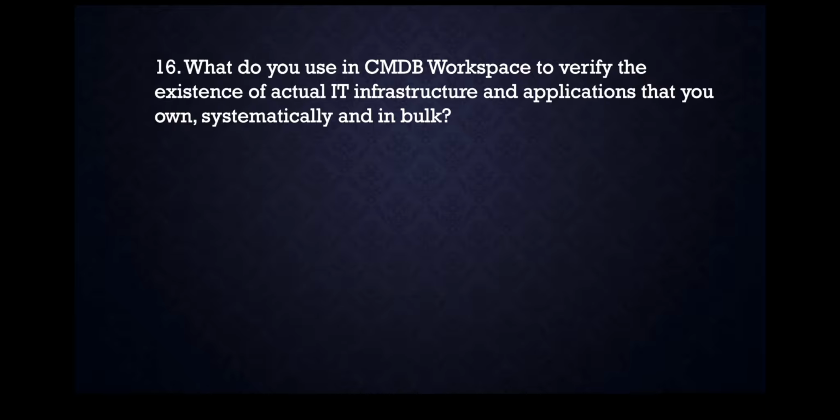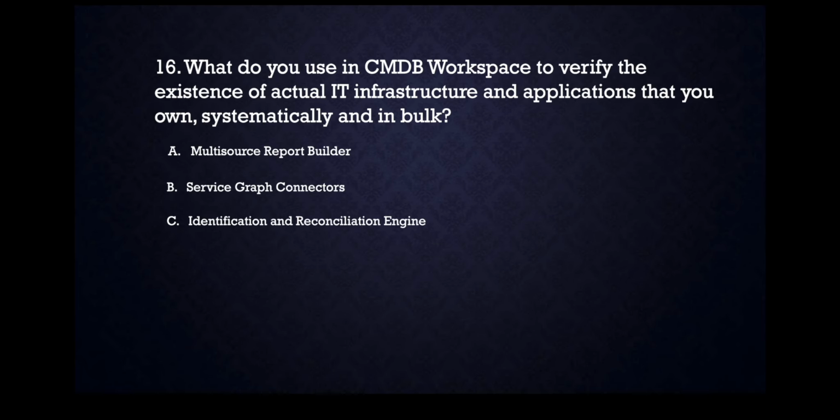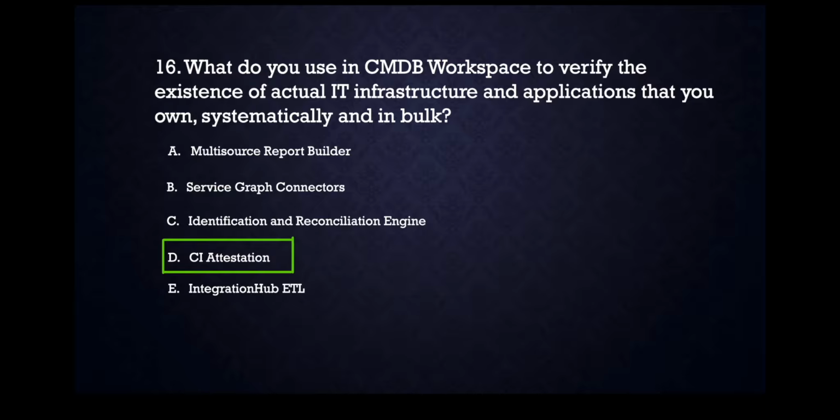What do you use in CMDB workspace to verify the existence of actual IT infrastructure and applications that you own, systematically and in bulk? Now the options are multi-source report builder, service graph connectors, identification and reconciliation engine, CA attestation, integration hub ETL. So the correct answer is CA attestation. CA attestation is used in ServiceNow CMDB workspace to verify the existence of actual IT infrastructure and applications that you own, systematically and in bulk.